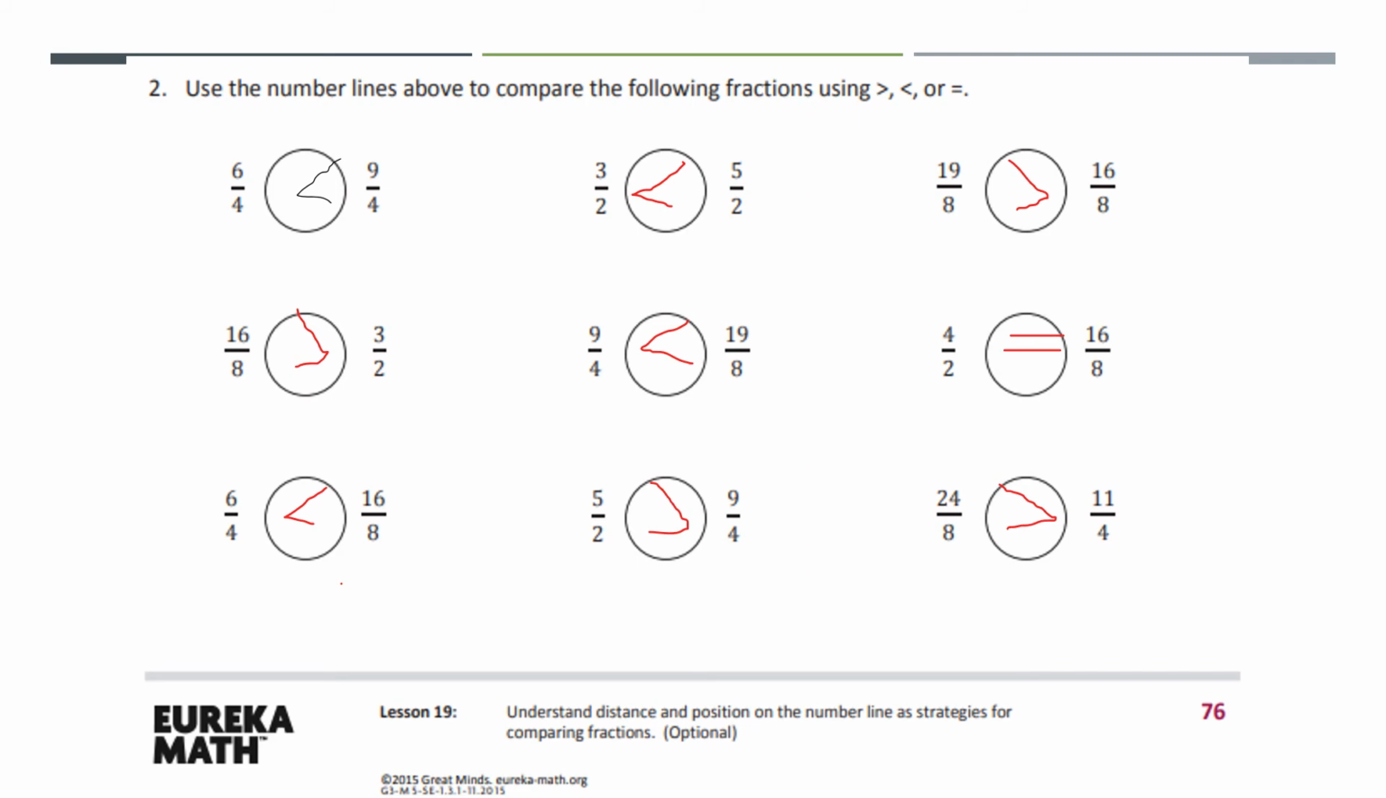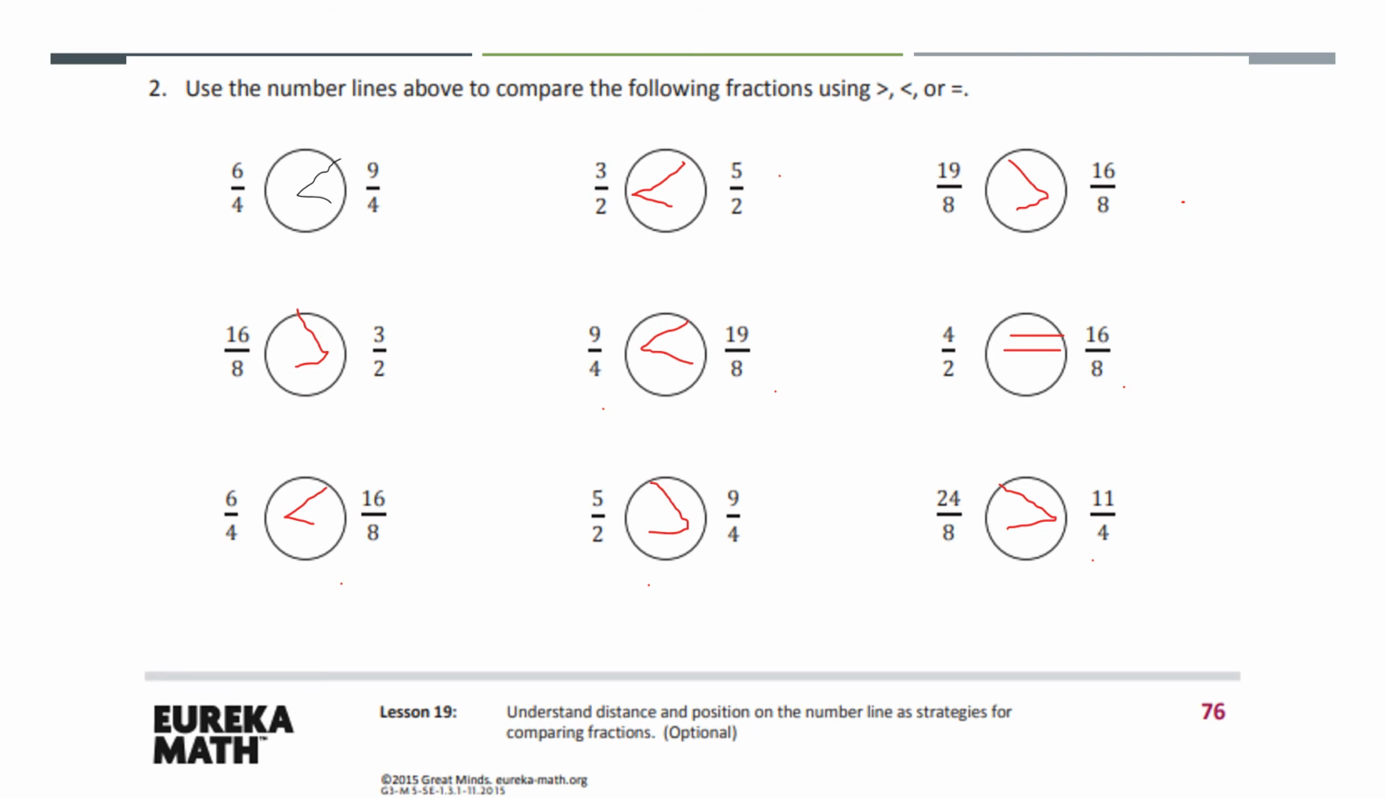Back to the top with 3/2. 3/2 is less than 5/2. Again, that was easy because the denominators are the same. 9/4 is less than 19/8. 5/2 is greater than 9/4. Back to the top, 19/8 is greater than 16/8. 4/2 is equal to 16/8. And finally, 24/8 is greater than 11/4.